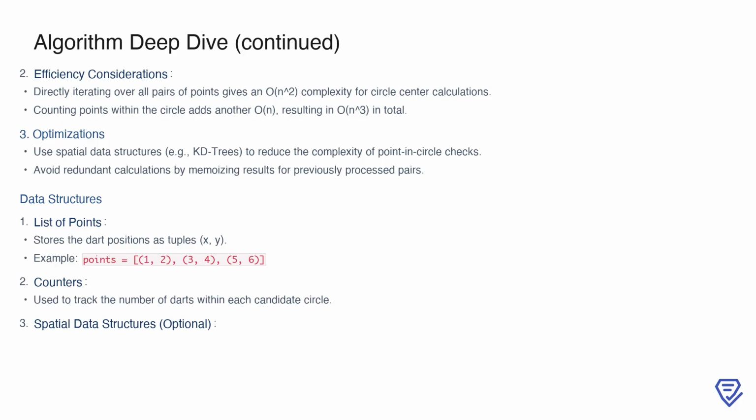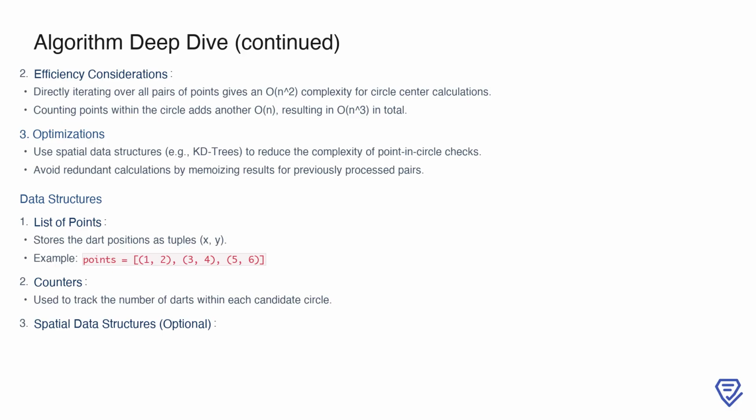To improve efficiency, we can use spatial data structures like KD trees or quad trees to optimize the point-in-circle checks. These structures allow for faster range queries, significantly reducing the time needed to count points within a circle. Additionally, redundant calculations can be avoided by memoizing results for pairs of points that have already been processed. In terms of data structures, we use a list of points to store the dart positions as tuples of x and y coordinates.